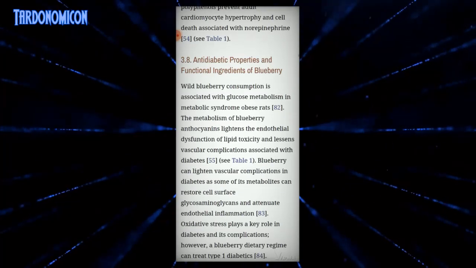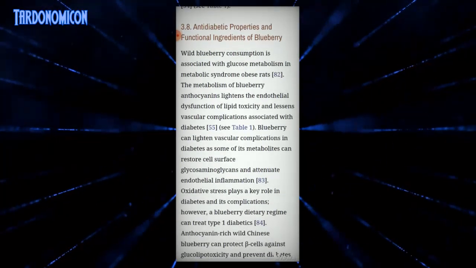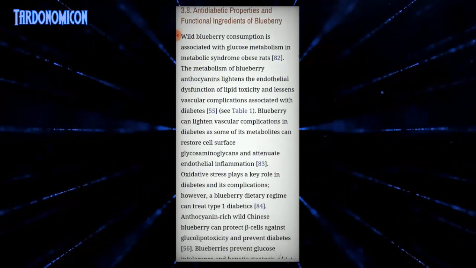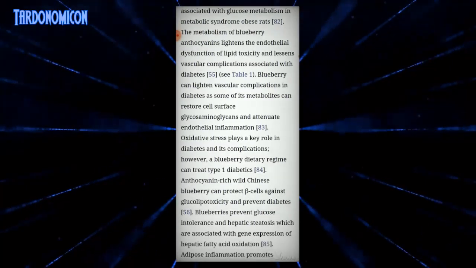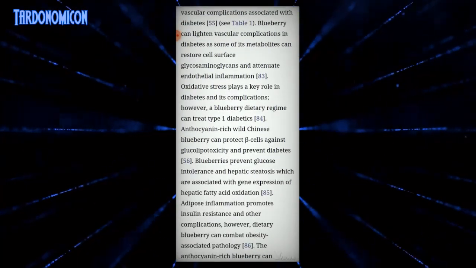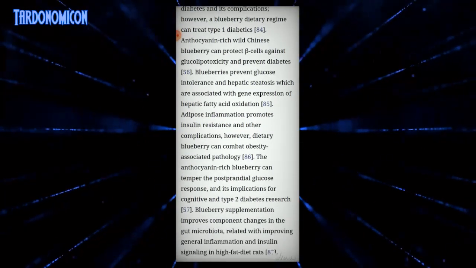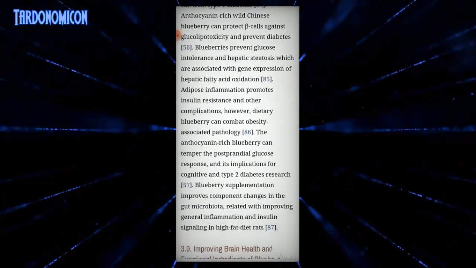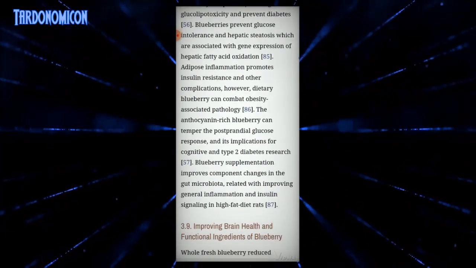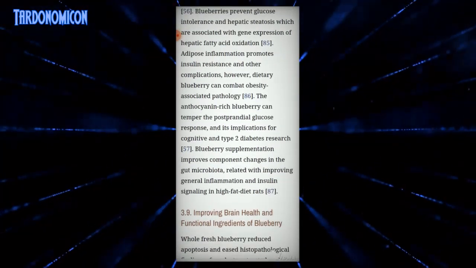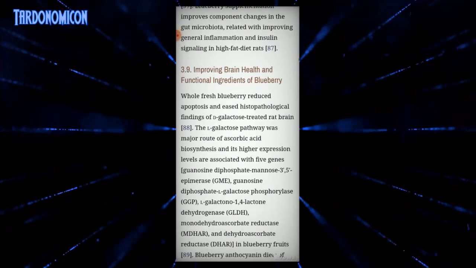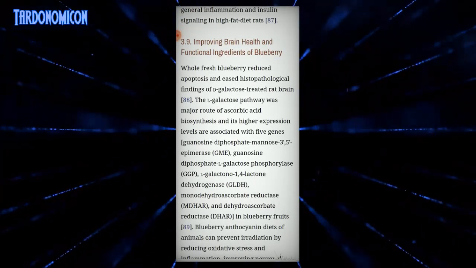So, anti-diabetic properties. Wild blueberry consumption is associated with glucose metabolism. Okay, so it helps with diabetes, it helps you use insulin. Blueberries prevent glucose intolerance and hepatic steatosis, which is associated with gene expression of hepatic fatty liver, so it helps you not get a fatty liver. It improves brain health, functionally, okay.